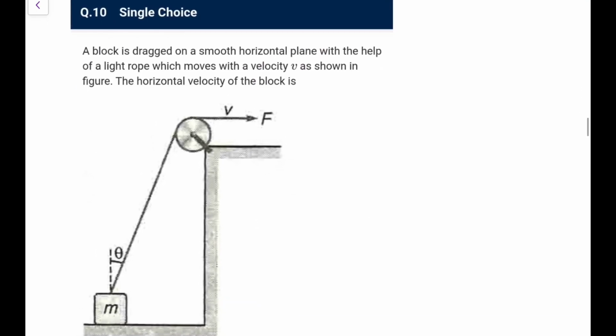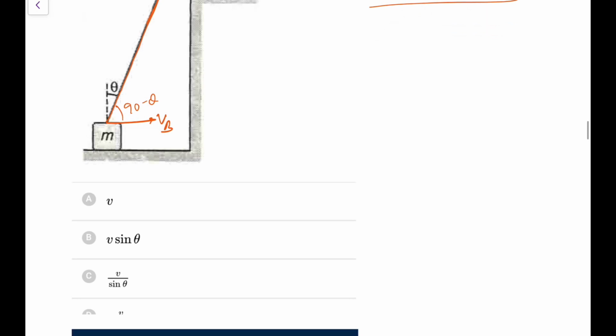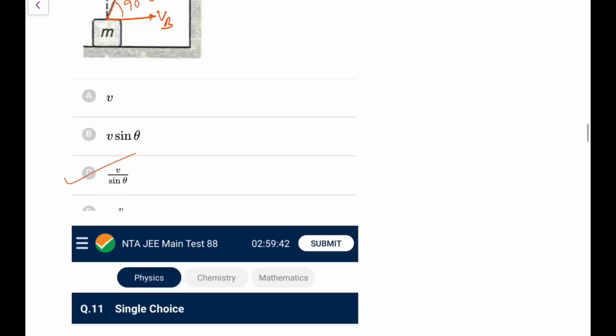Next, a block is dragged on a smooth horizontal plane with the help of a light rope which moves with velocity v. The horizontal velocity of the block, you know, it will move here only, so let's say this is vb. What we say, along the length their components must be the same because the length of the string will remain constant, so this velocity is v, the component of this would be vb cos of (90 minus theta), that should be equal to v, so vb sin theta is equal to v, so vb is equal to v by sin theta, so here option C will be the answer.